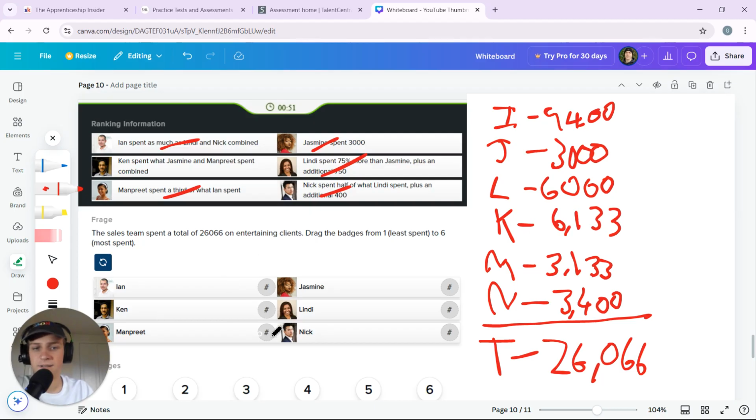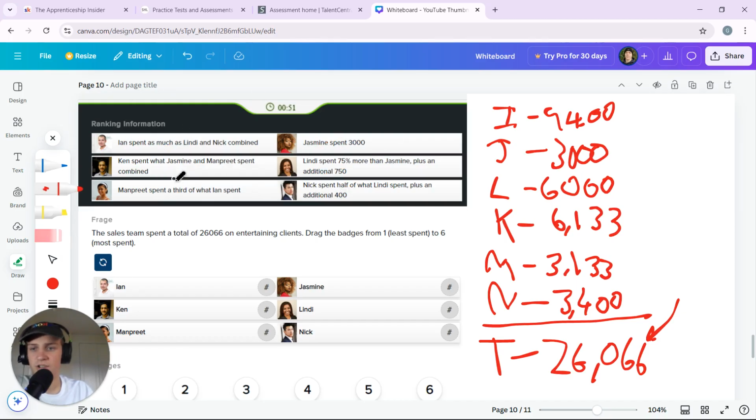Just before we go on, you want to check that everything adds up, okay? Because you may have made a mistake in this calculation, so you just want to check. So what I do is I add up all these numbers, make sure it reaches that total. 9,400, 3,000 plus 6,000 plus 6,133 plus 3,133 plus 3,400. I've got a number of 31,066. Perfect. That's good that that's happened, because that shows that I've obviously made a mistake somewhere. Because I've got 31,000, I've got an extra 5,000 somewhere that I've somehow come up with.